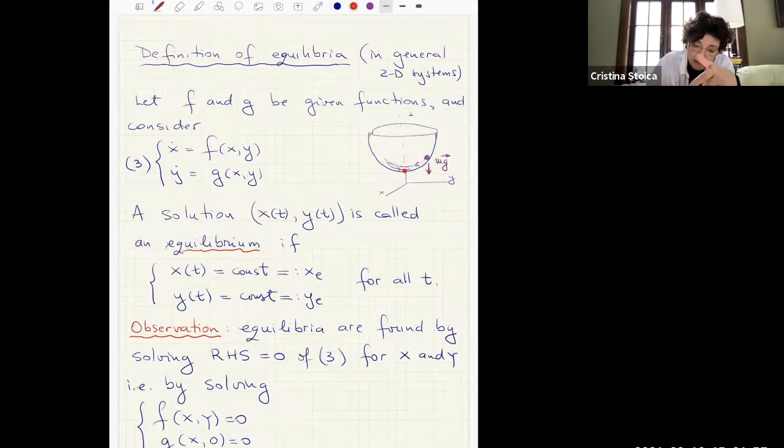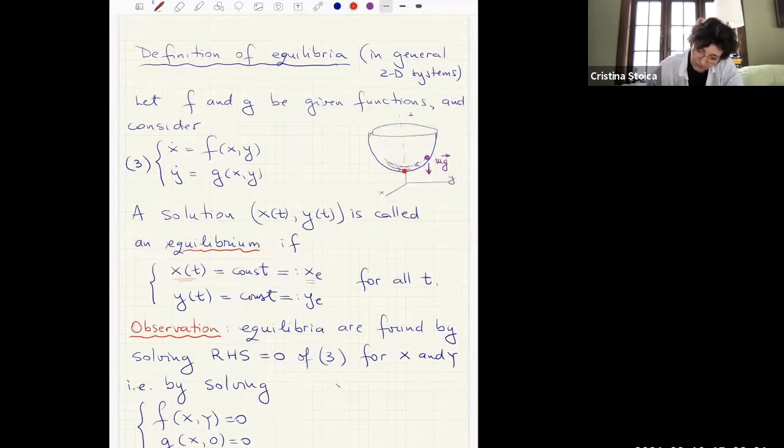For my guy here, it will be x bottom and y bottom, whatever there in my drawing here, if you want to think about the drawing. Okay, so now, if we understand conceptually what the equilibria are, how do we find them? There are solutions in which, for any time, they stay constant. So if they stay constant all the time, then what is happening?